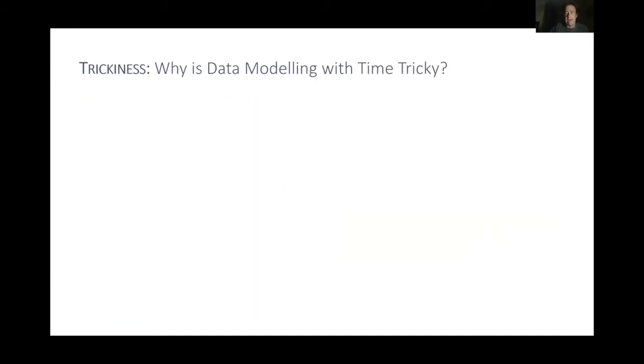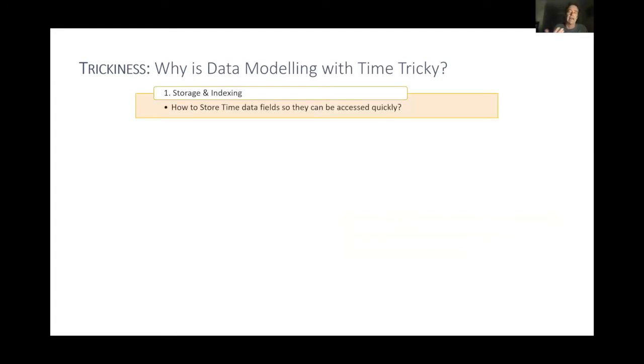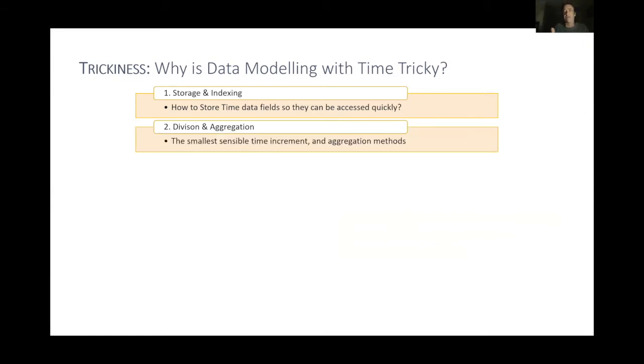So why is data modeling with time tricky? There's a range of issues. The first one is storage and indexing, and there are entire databases being derived just to be able to store and index time data fields. That depends on how I'm going to divide and aggregate it, but pretty much always with time, I'm dividing it and aggregating it. I've got some sensible smallest increment, and various aggregation methods.